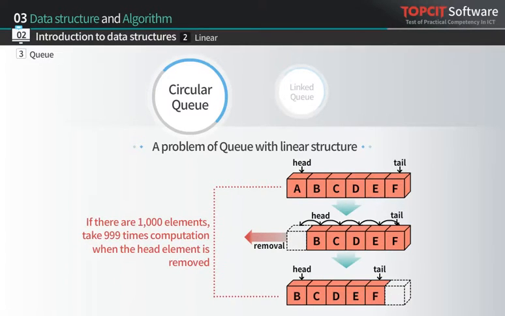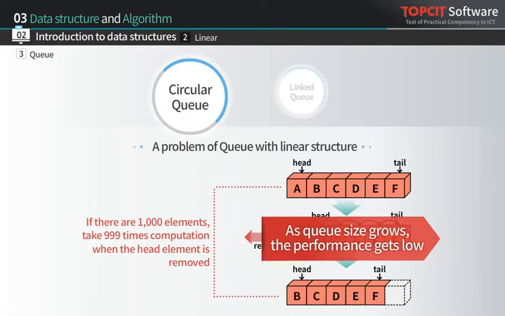Assume there are 1,000 elements. If the element at the head is removed, the elements move forward through 999 additional computations. That is, the larger the size of the queue, the greater the reduction in performance. As a way to solve this problem, the circular queue has appeared.